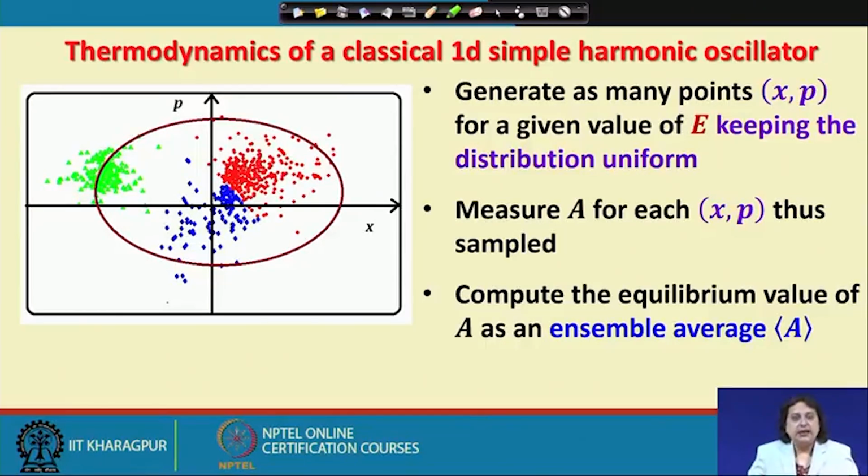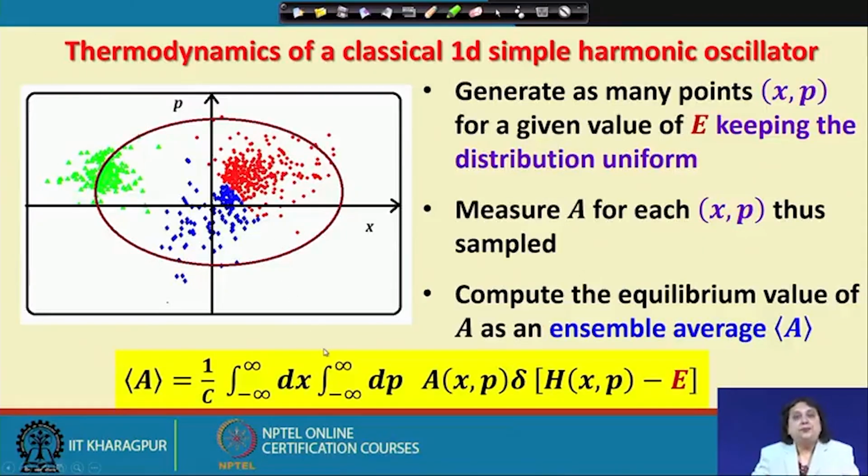All I am doing is using a random number generator and trying to guess those values of x and p which will lie on the curve as shown here. Once I know that I have hit that condition, I will measure A and then average over all those measured values, and the average obtained this way is known as the ensemble average.